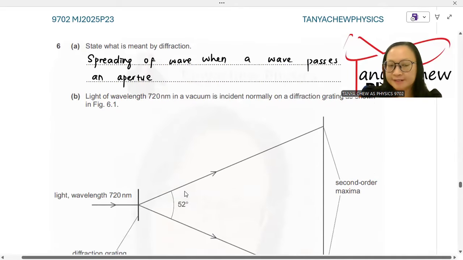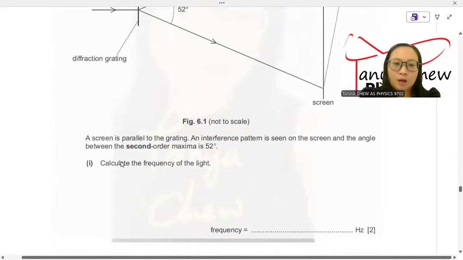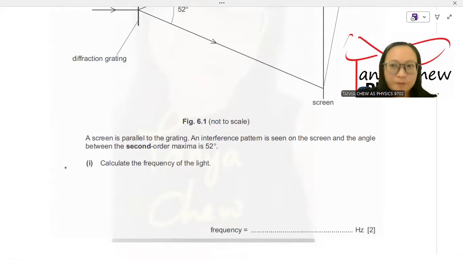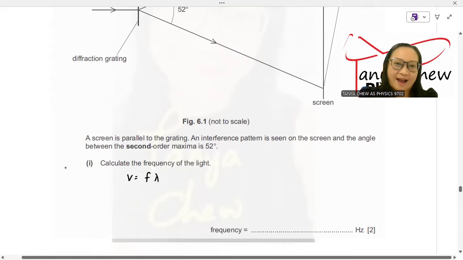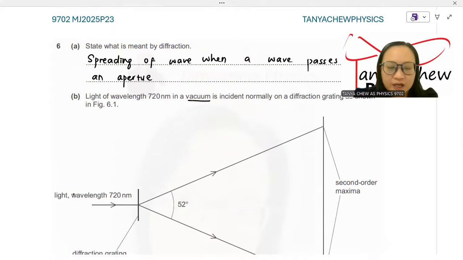B, light of wavelength 720 nanometer is in a vacuum and is incident normally on a diffraction grating as shown in Fig 6.1. A screen is parallel to the grating, an interference pattern is seen on the screen, and the angle between the second order maxima is 52 degrees. Calculate the frequency of the light. Do you still remember the wave speed? V equals F lambda. Right, how do I get the value of V? Because the light is traveling in vacuum.